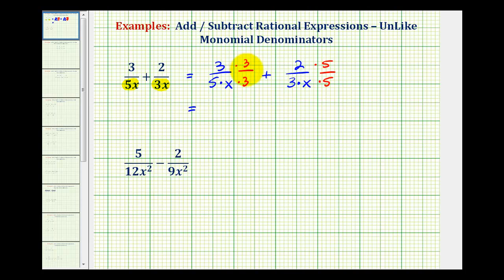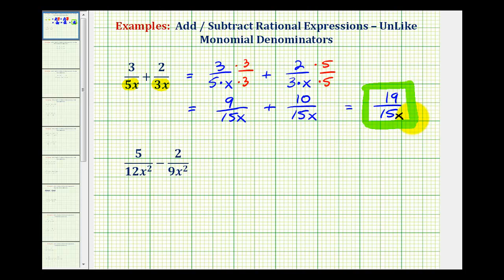So this first fraction is now 9 over 15x, and the second fraction is now 10 over 15x. Now that we have a common denominator, the denominator is going to stay the same, and we add the numerators. Well, 9 plus 10 is equal to 19. Once we find the sum, we do want to check to see if the fraction is going to simplify, but since 19 and 15x don't share any common factors other than 1, this is our simplified sum.